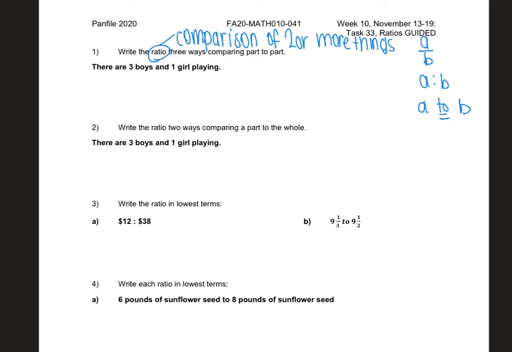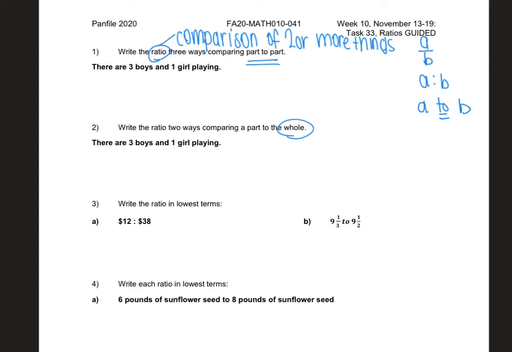So for number 1, write the ratio 3 ways comparing part to part. So what are we talking about? Well, we can have parts and we can have wholes. Now, whole, we're talking about WHOLE, so like the entirety. We're not talking about a hole in the ground. So we're talking about like the total.